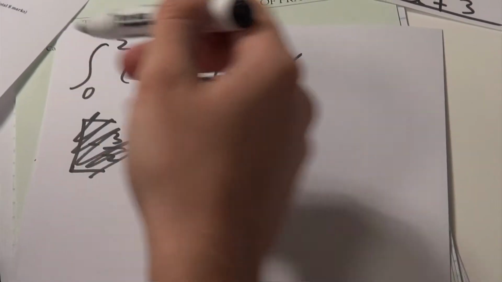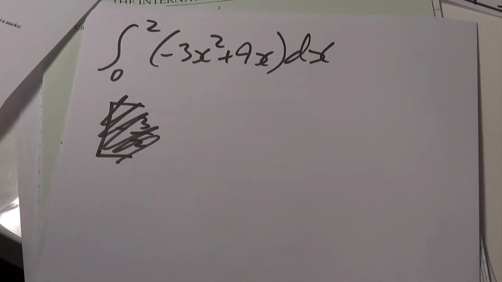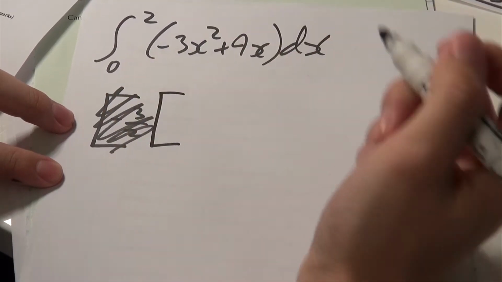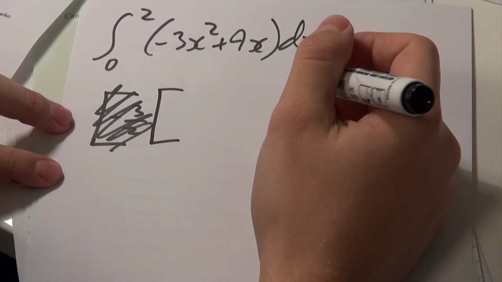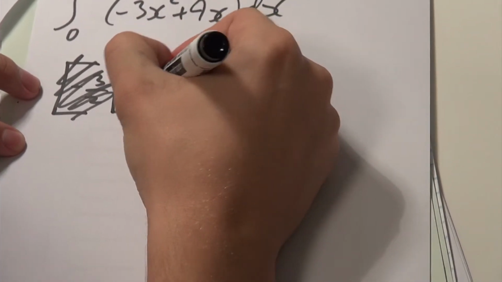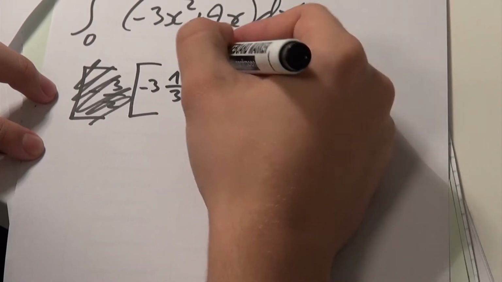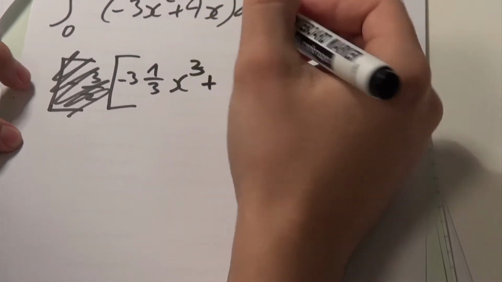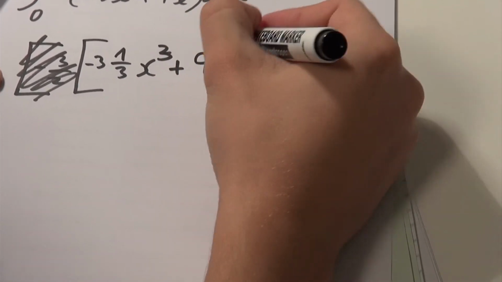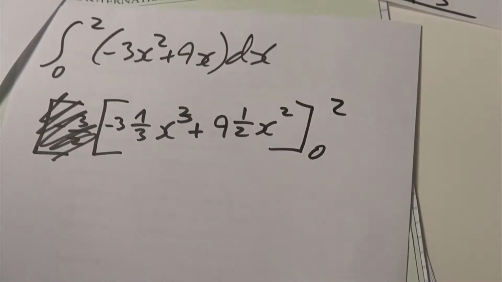So even though this is not part of the grade, just for the sake of practice, let's finish trying to find the area of this problem. So I'm already going to start writing it in this form. So this is minus 3 times 1/3 x to the power of 3, plus 9 times 1/2 x squared from 0 to 2.